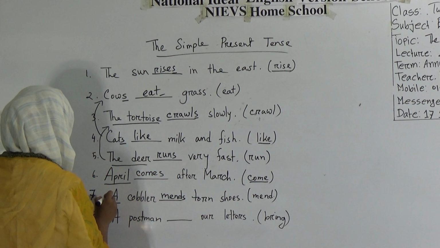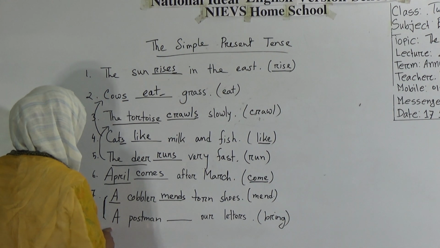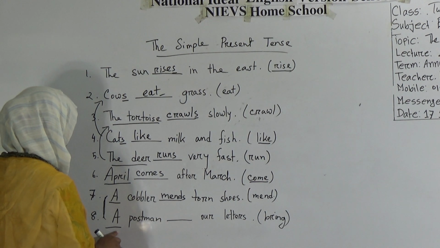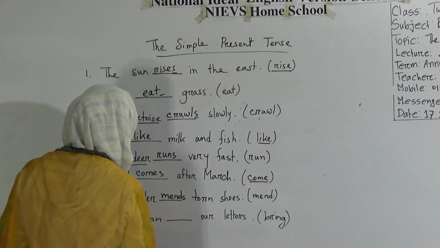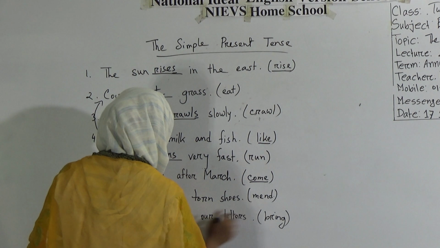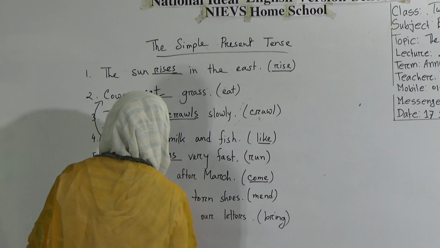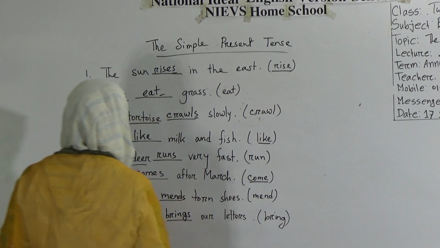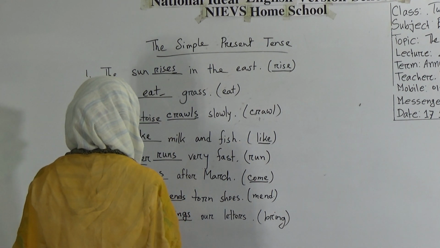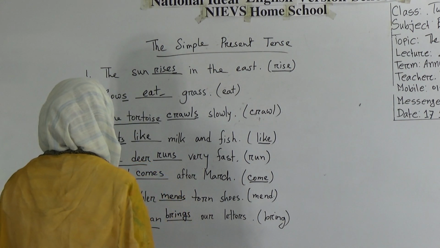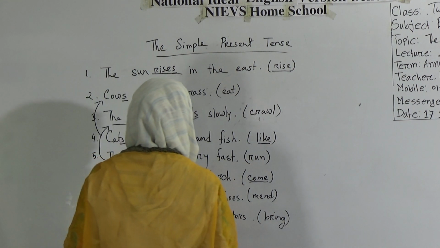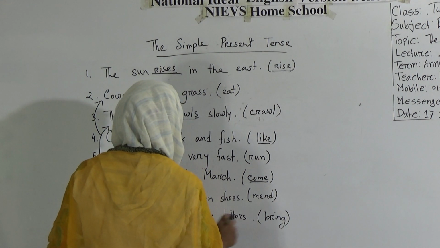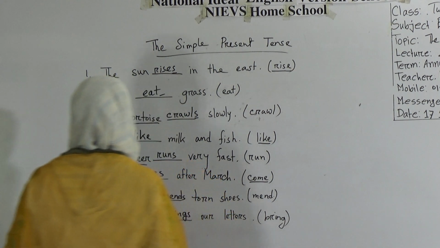Number 8 is also like number 7. A postman. If we see a, we can say it's singular. A postman is singular, so it's very easy. Our verb or action word will be brings, because it's singular and in the simple present tense. A postman brings our letters. It's also the simple present tense.